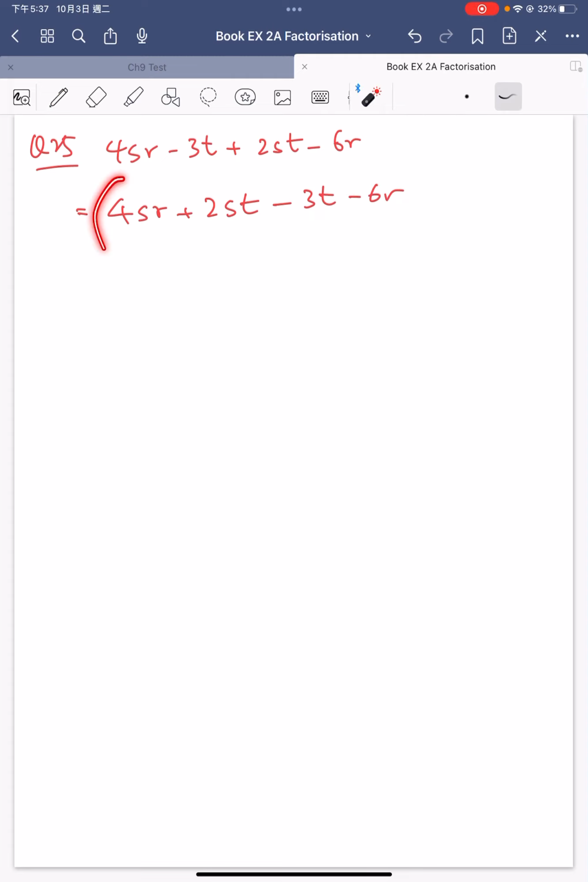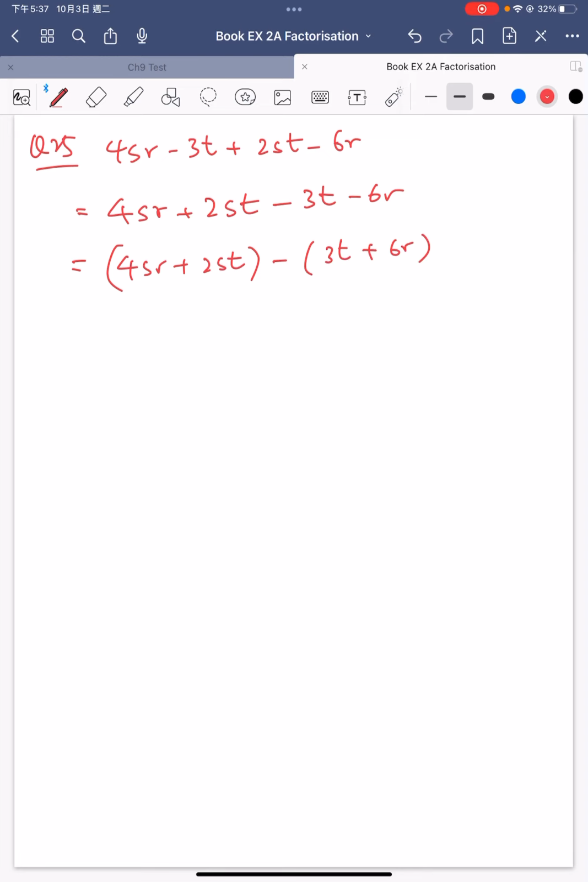So you can group the first two, but if you want to group the second one, you need to change the negative to plus because we got a negative here. So now we have 4sr + 2st, we group them, then we have -(3t + 6r). Again, we group them, but as before, there is the negative sign. We need to change the negative to become the positive. So after that, we can take out 2 as the common factor, s as the common factor, and for the right hand side, we have 3 as our common factor.